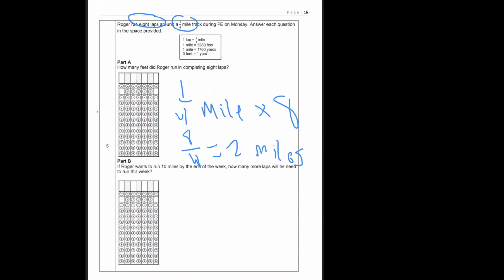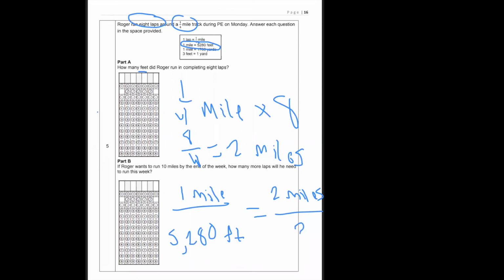So the next thing is to set up a proportion. I noticed that we're trying to find miles into feet because it says how many feet did he run. Here it tells us how many feet are in 1 mile. So 1 mile is 5,280 feet. We're trying to find how much 2 miles is, because we just figured out that if he runs 8 laps on a 1/4 mile track, he's really just running 2 miles. So this is what we're missing.